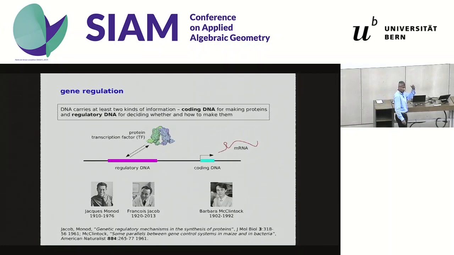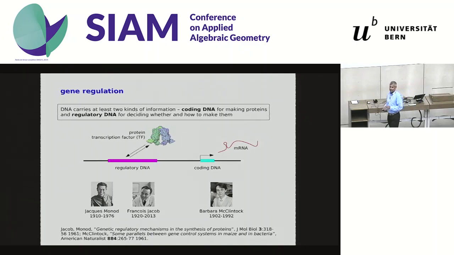Now, you'll notice that there's a hidden recursiveness in what I just said, because how does this protein come into being? Well, it's got its coding DNA, it's got its regulatory DNA, and so on. So before long, you get entangled in the fundamental recursiveness of life. And this is something that biologists try to avoid dealing with.